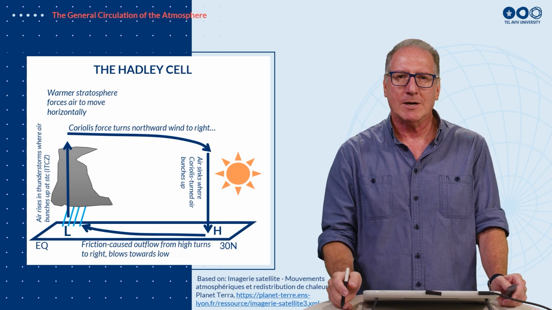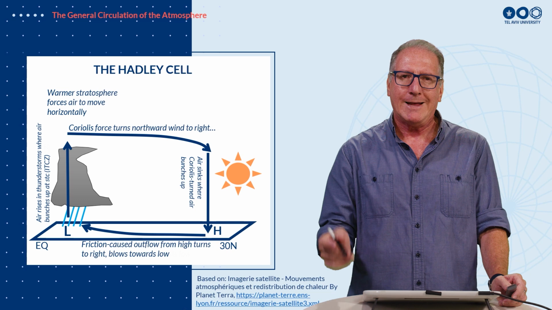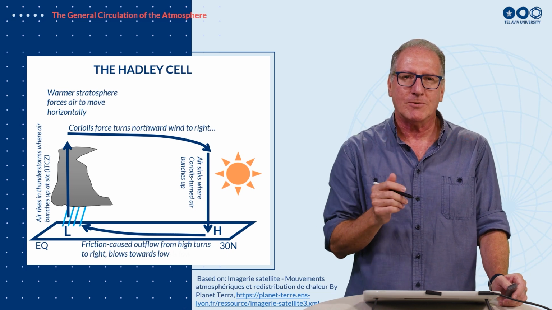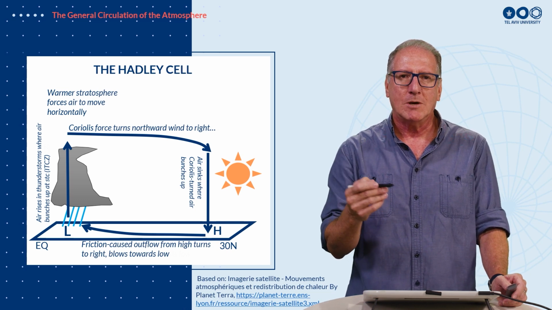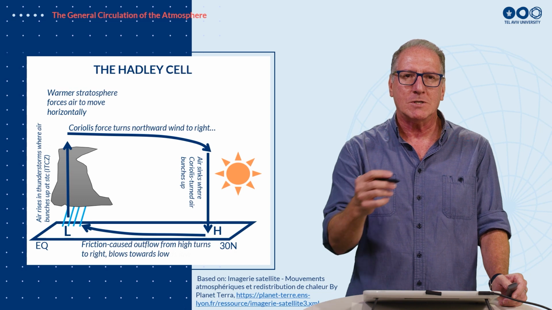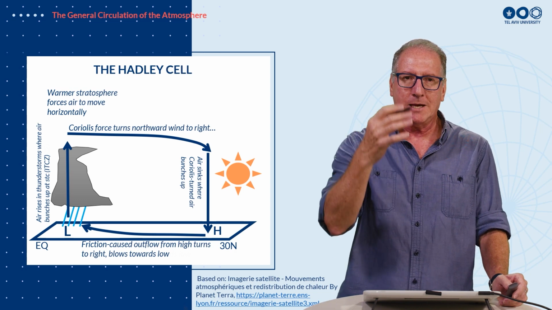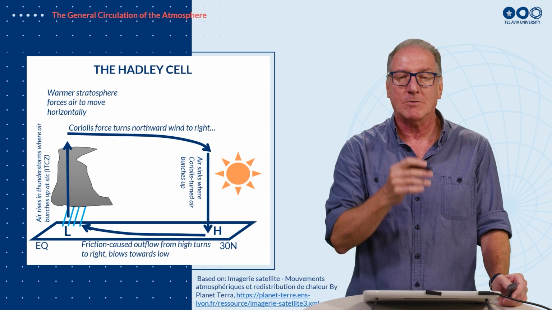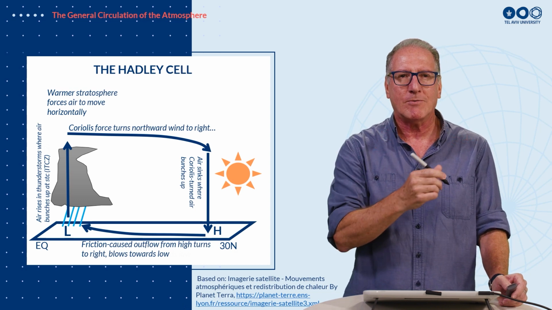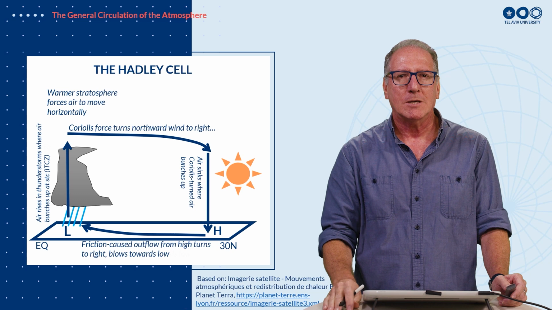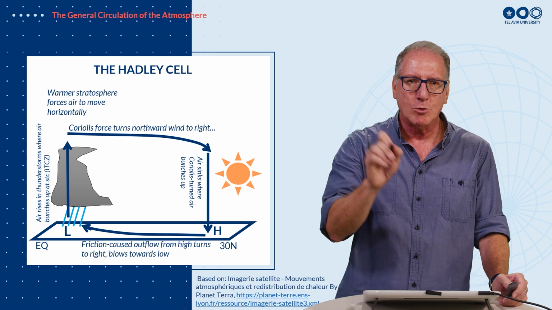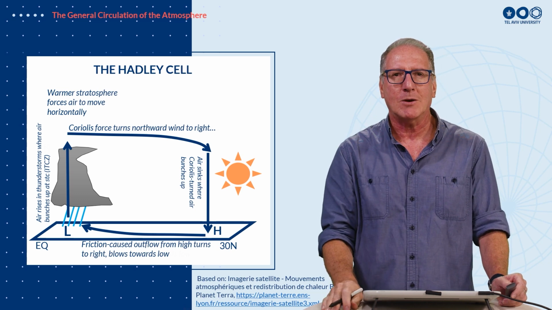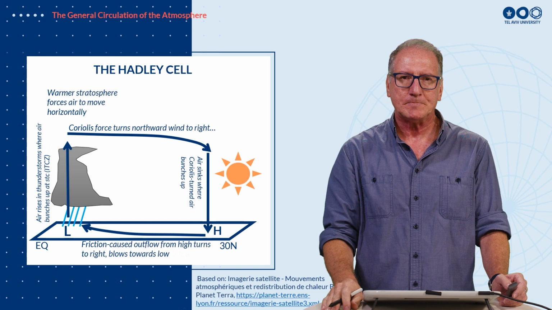Sinking air at around 30 degrees north. And the flow at the surface, which is the trade winds, goes back from 30 degrees towards the equator. And at the top of the convection, at the top of the atmosphere, around 10 to 15 kilometers, we have the flow from the equator to 30 degrees. This loop, this circulation pattern, we call the Hadley cell.